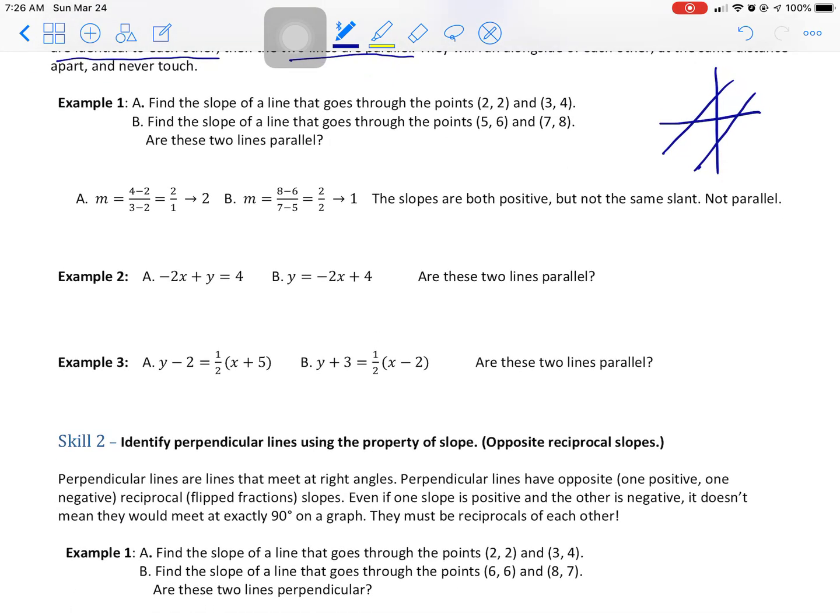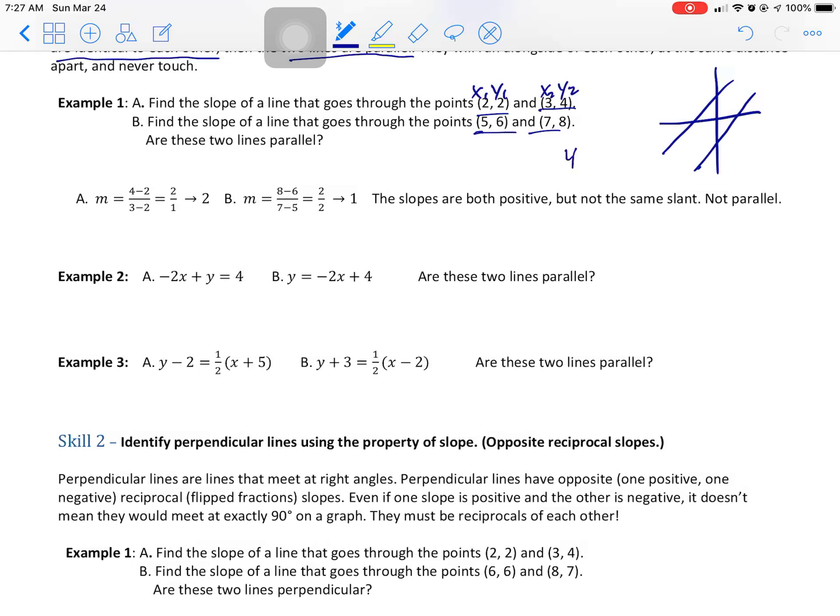All right, so find the slope of the line that goes through this point and that point. Then find the one that goes through here and here. Are the two lines parallel? So let's see if I did this right. So x1, y1, x2, y2.